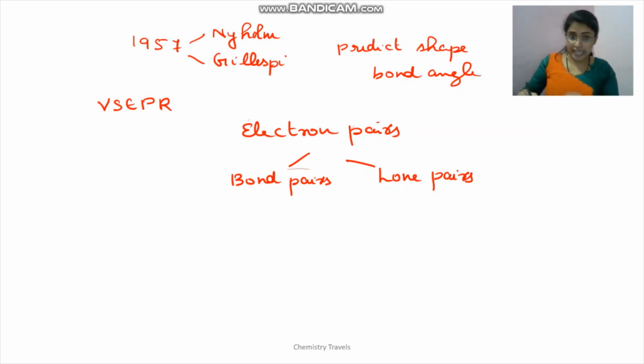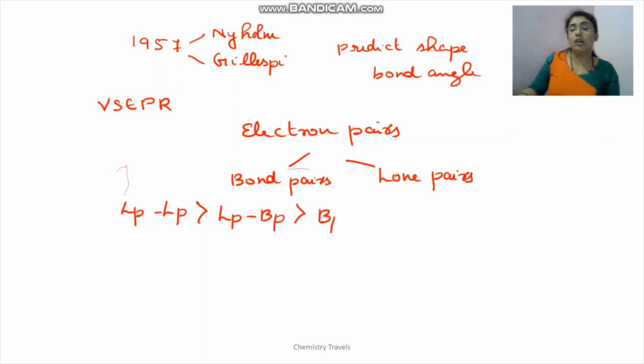And so you can say that lone pair repulsion would be greater than lone pair bond pair repulsion, and that would be greater than bond pair repulsion. So if you talk about the repulsion, this is how it would be. Lone pair repulsion would be the most, followed by lone pair bond pair repulsion, and finally bond pair repulsion.